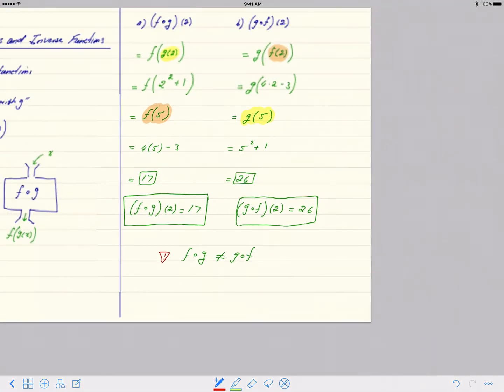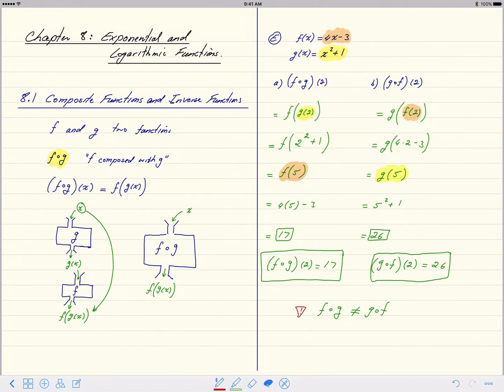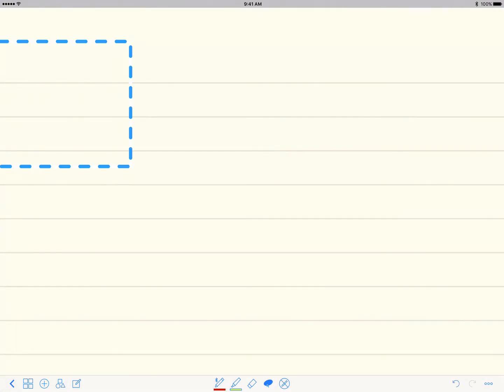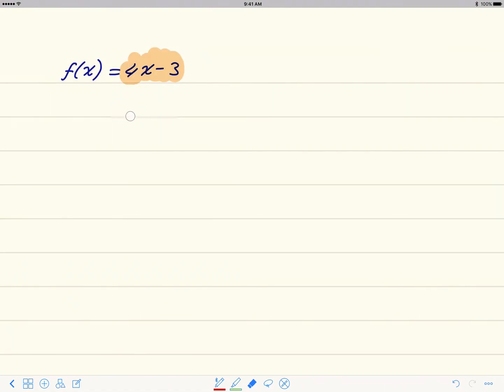Now let's work one more thing out. And for this, I'm going to copy this to the next page because I want to work out another example with the same function. So over here in part C, we want to calculate f circle f, and the input is -3. Okay? So you can compose a function with itself.